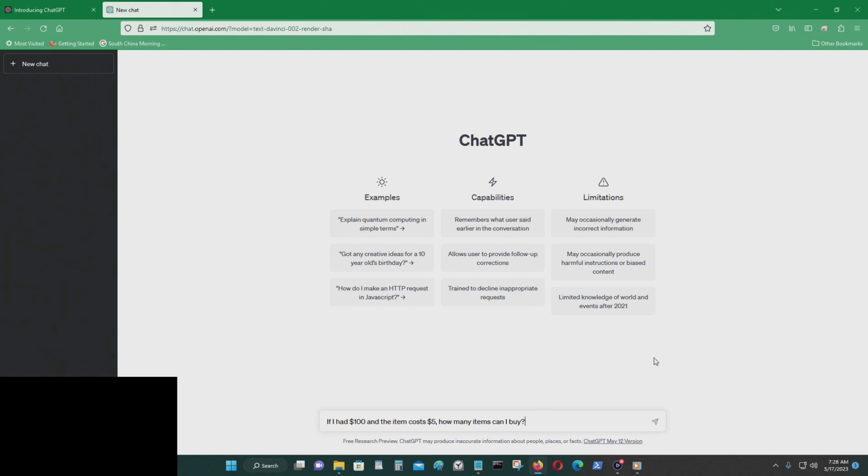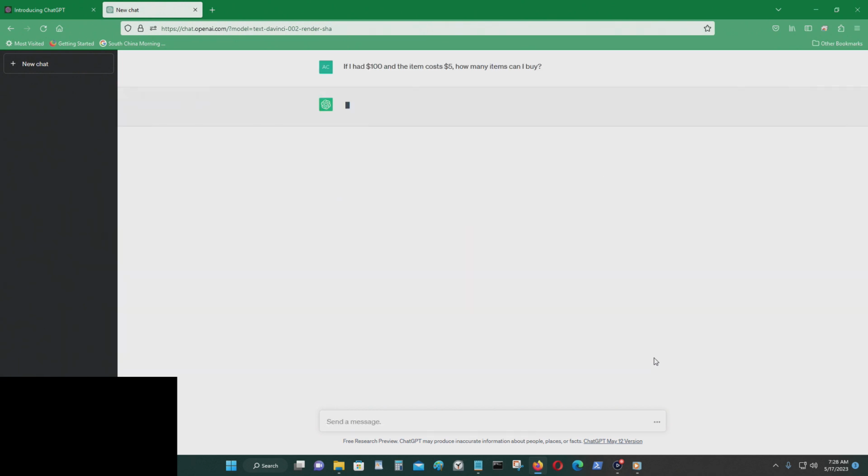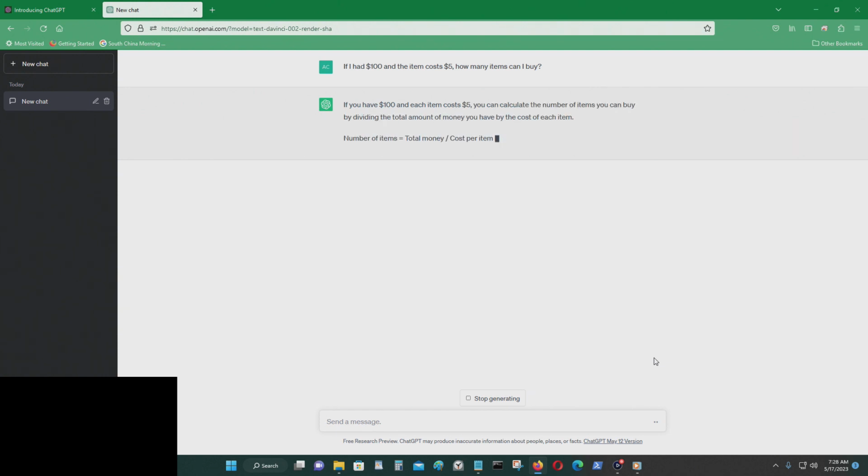So this is just a basic math problem. If I had $100 in my pocket, and if each item costs $5, how many items can I buy? That's a very basic, I guess, math problem. Let's see if ChatGPT can do this. That's correct. You could buy 20 items with $100.